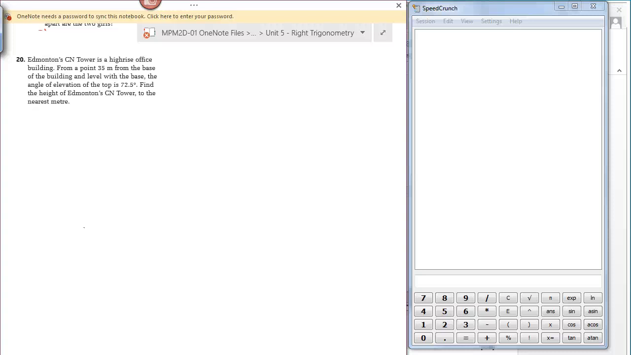Hello, in this video we're going to take a look at this word problem here. Edmonton CN Tower is a high-rise office building. From a point 35 meters from the base of the building and level with the base, the angle of elevation of the top is 72.5 degrees. We want to find the height of Edmonton CN Tower to the nearest meter.